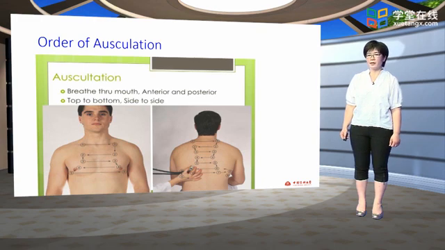When you do the auscultation, you need to follow an order. Breathe through the mouth. You listen from the anterior part, from number 1 to number 2 to number 3, and then from anterior to posterior, top to bottom, and side by side. So you listen to all the lung areas to find where the problem is.